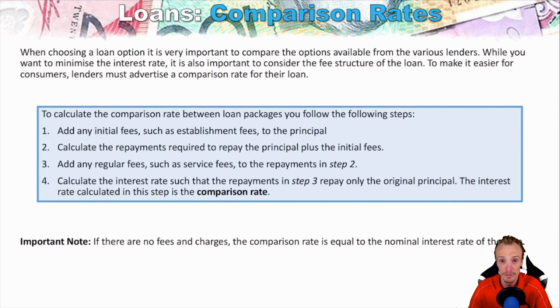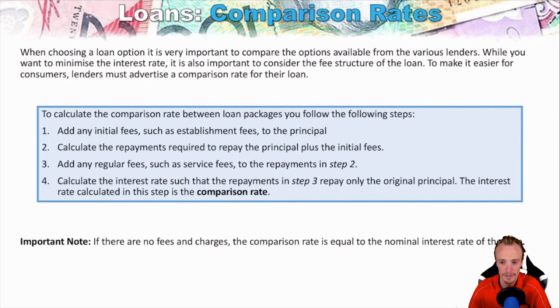Now, comparison rates by law have to be included in advertisements from lenders, which helps give a better comparison between loans of different lenders. It's a step-by-step calculation, and knowing how to calculate the comparison rate yourself can be very, very useful. So the step-by-step in front of me: essentially, you're going to start by adding any initial fees, such as establishment fees and all that, to the principal.